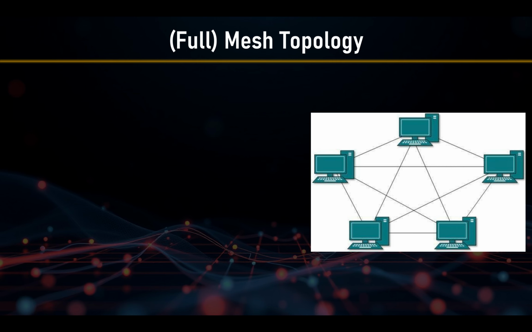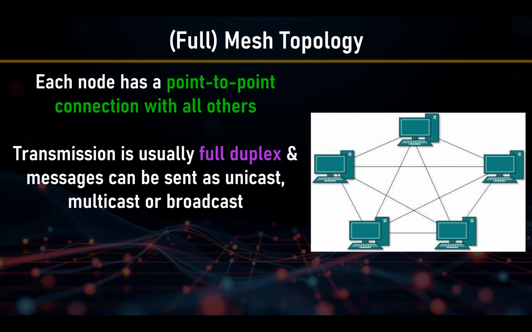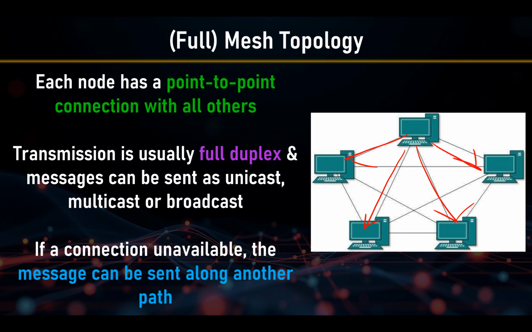Then if we look at the mesh, in particular the full mesh, each node has a point-to-point connection with all the others. Transmission is usually going to be full duplex, and messages can be sent unicast, multicast, or broadcast. That makes sense: let's say this one wants to send to this one, that's unicast. Or it wants to send to this one and this one, or of course we can broadcast to everyone, just by sending out over the various point-to-point connections.